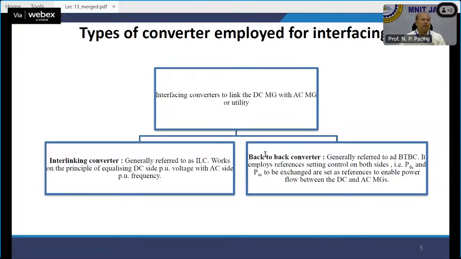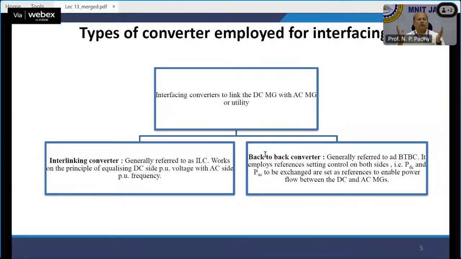Then you have the back-to-back converter also. One more interlinkage, the back-to-back converter, generally referred to as B2BC. It employs reference setting control on both sides, that is PDC and PAC, to be exchanged are set as references to enable power flow between the DC and AC microgrids.